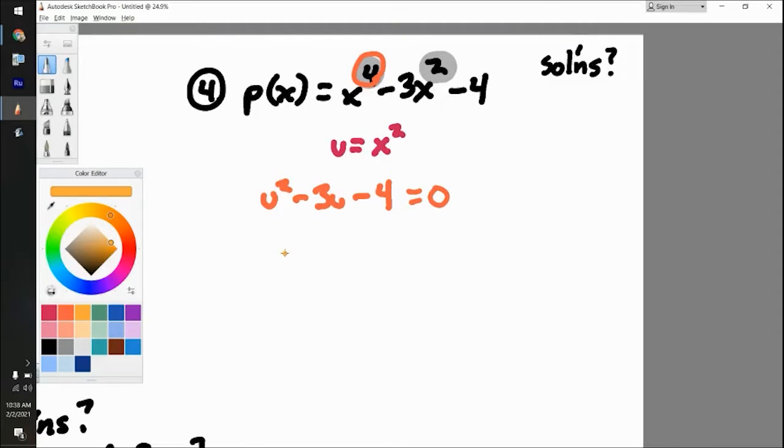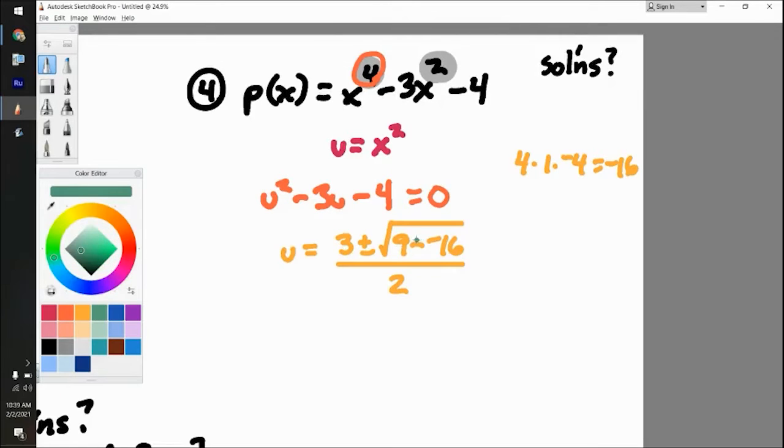So we're going to use this u right here. We're going to do quadratic formula. So it's going to be negative b, which is negative 3, which is just 3, plus or minus the square root of b squared, which is 9, minus 4ac. That would be 4 times 1 times negative 4, which is negative 16. And we're dividing this by 2. This ends up being the square root of 25, which is just 5. So your final answer for u is 3 plus or minus 5 over 2.